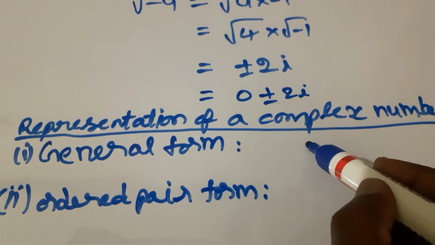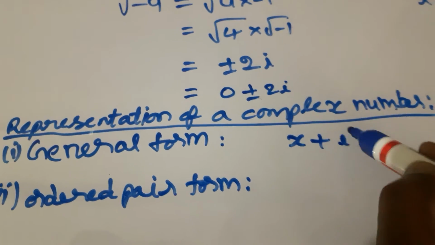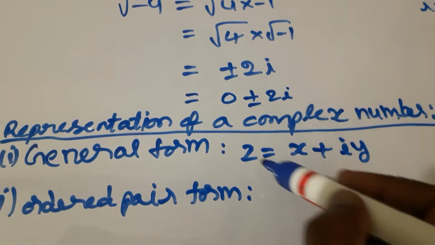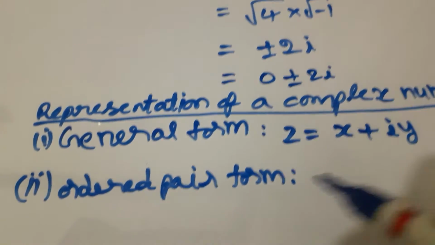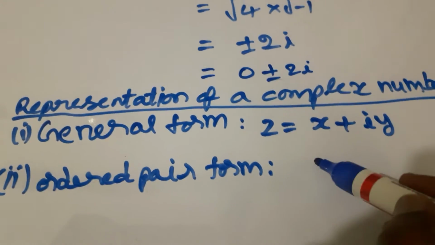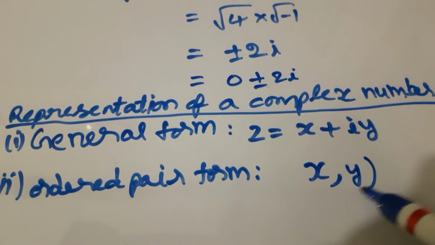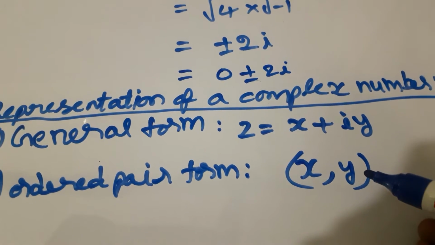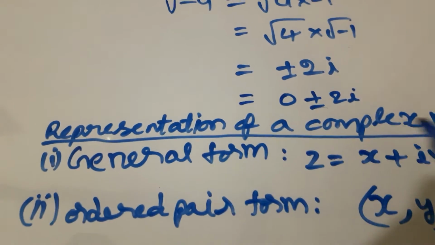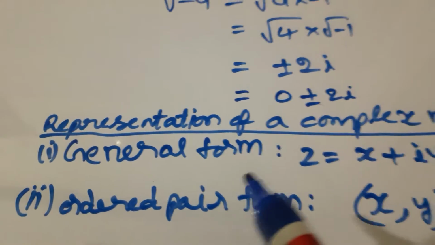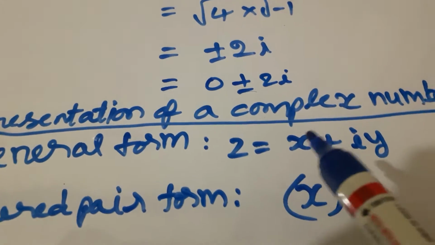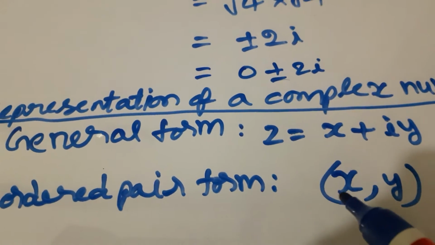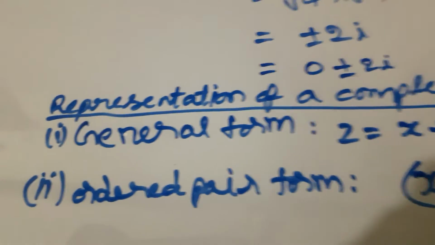General form of a complex number is x plus iy. Generally we can denote it x plus iy with a letter z or z1, whatever it may be. Ordered pair form of this complex number is x comma y. So x plus iy can also be written as x comma y. So we can represent the complex number in two different ways. The first one is general form, x plus iy. If you want to write this complex number in ordered pair form, you can write it as x comma y. This is ordered pair form.